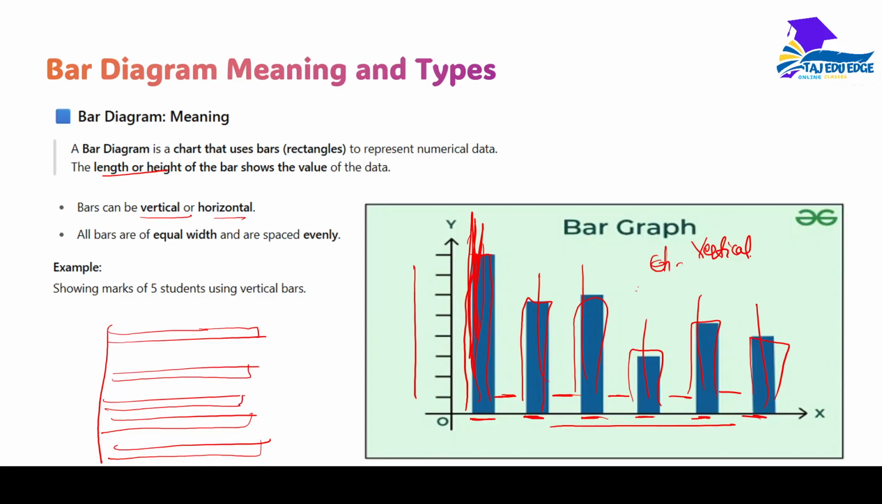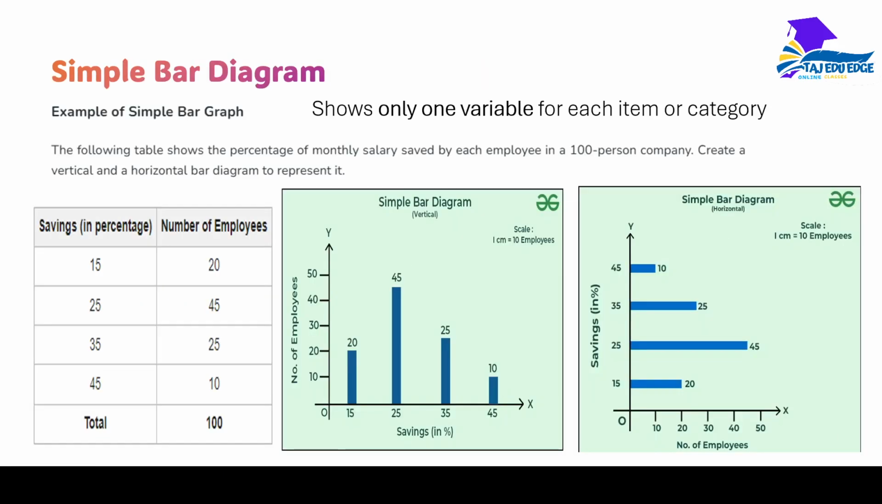Let's say we have some examples here. Simple bar diagram. Again, all the images to explain the concept of bar diagram I have taken from the same website, geeksforgeeks.org. If you want to learn more about these concepts, you can go to the website and learn. Let me come back to the concept. What are simple bar diagrams? The simple bar diagram shows only one variable for each item or category.